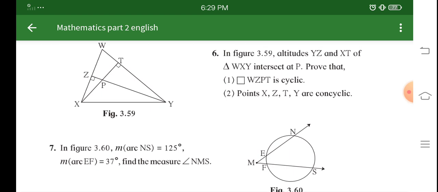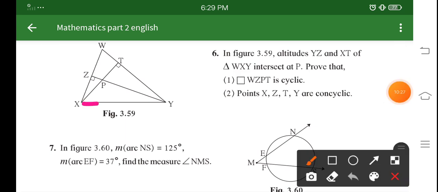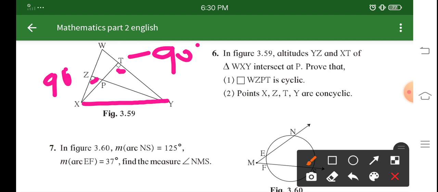Here also we have a line that is xy. Can you see the segment xy? See the diagram, this is xy, right? And they are making congruent angles with this. Can you see this z and this t? Congruent angles, because this z is 90 and this t is also 90. So they are congruent, so we can say that by using that theorem only.